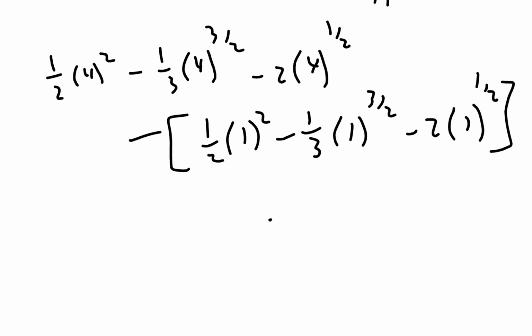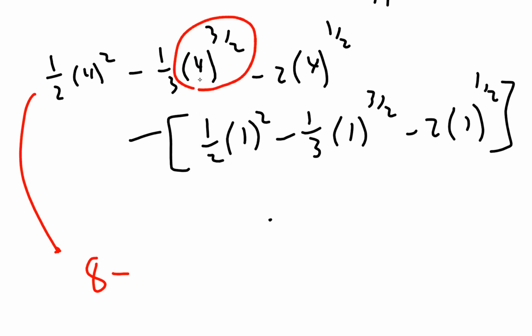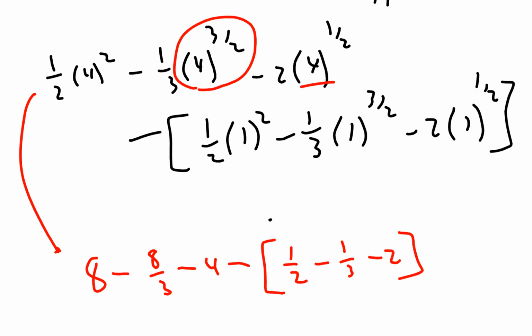So in this first case, we end up with 1/2 of 16, so that's going to be 8. Minus, now 4 to the 3/2 power. Don't forget the bottom of a fractional exponent is the root. So the square root of 4 is 2, and then I'm cubing it, which gives me 8. And then I'm multiplying it by 1/3, so I get 8/3. And then over here, I got the square root of 4, because that's what 1/2 power means, times 2 is going to be minus 4. And I have minus. Plugging in 1 is easy. I just get 1/2 minus 1/3 minus 2.